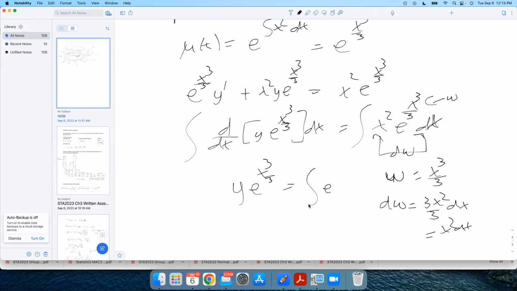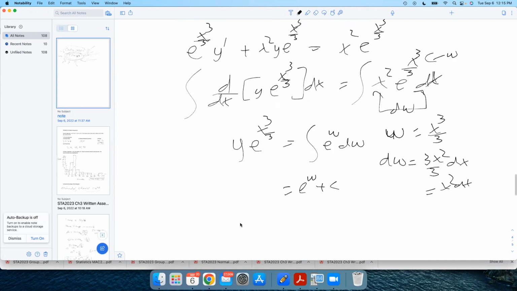The integral of e to the w dw is e to the w plus c. So then what was w? That was x cubed over 3 plus c. And then again, I could put that in explicit form if I wanted to by dividing by this guy here.